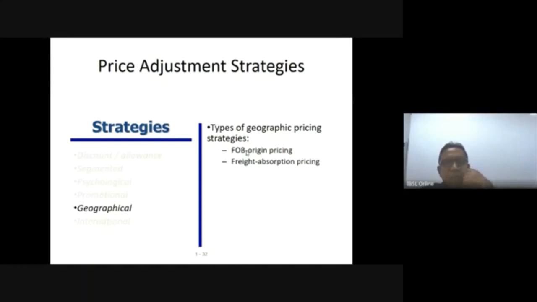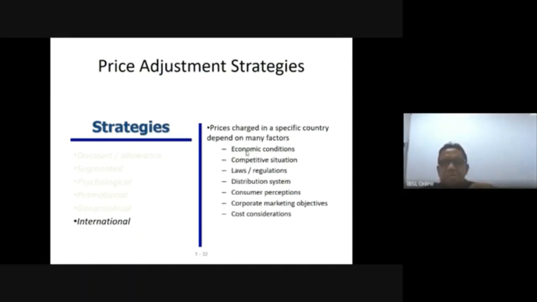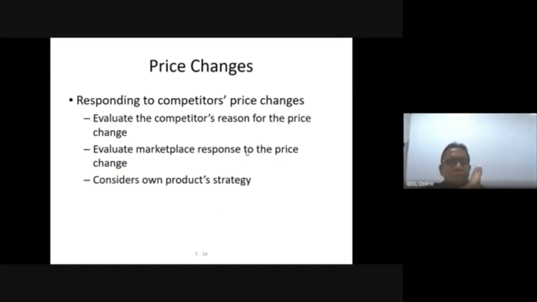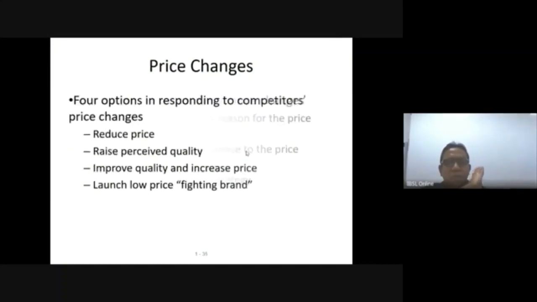Geographical strategies to adjust prices. Typical geographical pricing, FOB, origin pricing, those are for international trade. International pricing, again for international. There are a few options. This is important in responding to competitors' price changes: reduce price, raise perceived quality, improve quality and increase price, launch a low-price fighter brand.